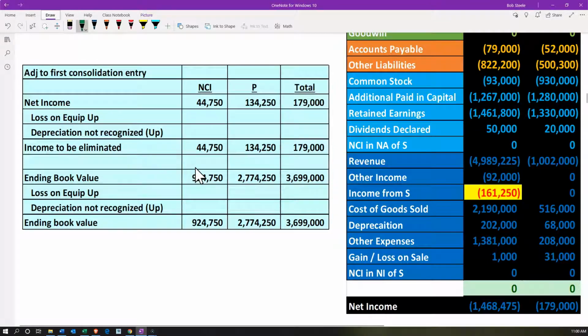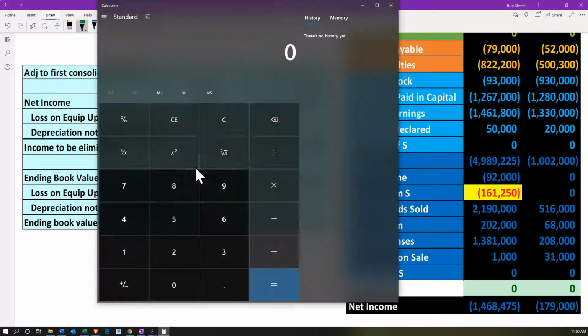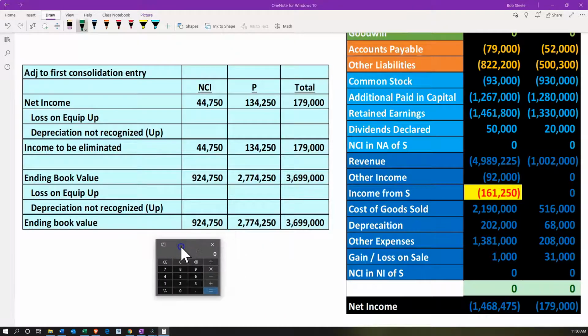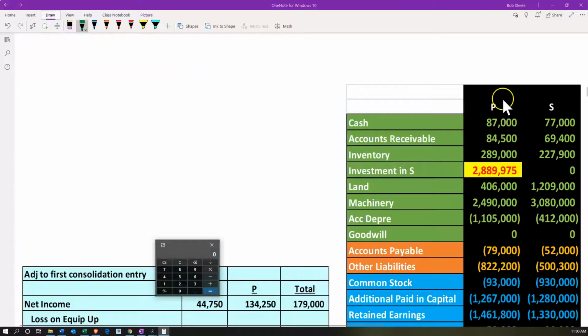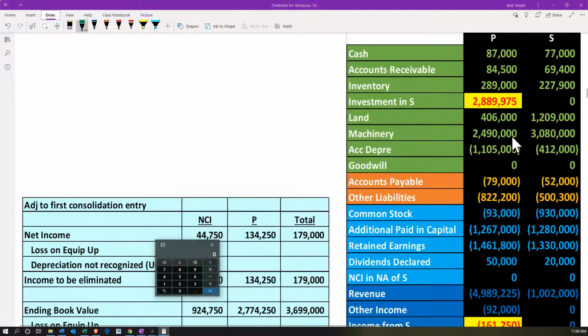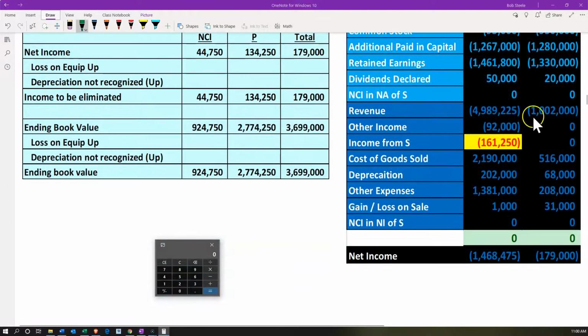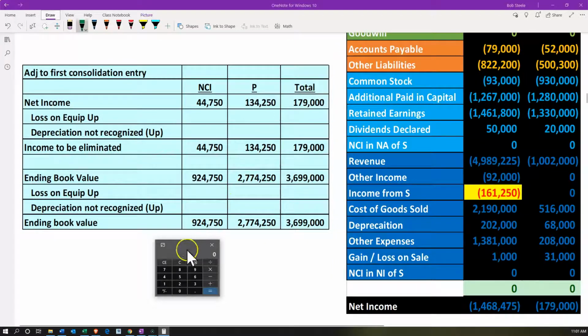This table typically will start out with, let's pull out the trusty calculator. We have our data on the right. This is going to be P, parent company, S, subsidiary. This is their trial balances as of the day we are consolidating, 2000X7. If we look at P's books down below, we've got revenue as a credit, then the expenses here. That is net income. Net income then for S is 179,000. That's typically our starting point for our table for our first journal entry.